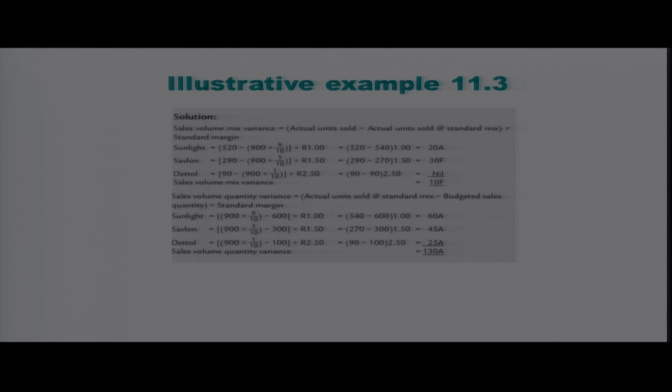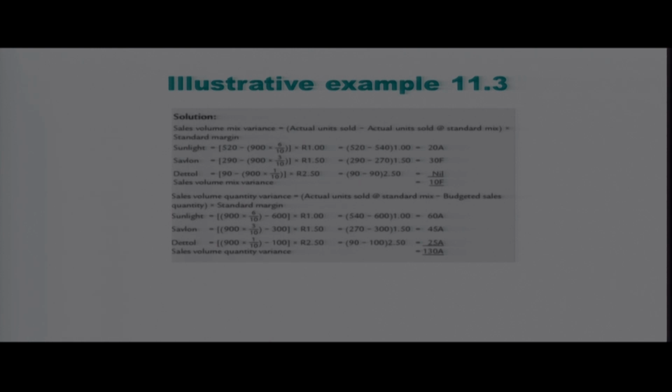So for Sunlight, it will be 900 from what we have used in the sales mix, multiplied by 6/10, minus, now we need our budgeted units. So we are going to use the units that we had budgeted, taken from the budgeted information, and that will multiply by the standard margin of 1 rand. That will then give us a variance of 60, which is unfavorable. Unfavorable because we compare what we actually sold against what we were supposed to sell. So we budgeted to sell 600, but we only sold 540, which is not good because it means lesser profit.